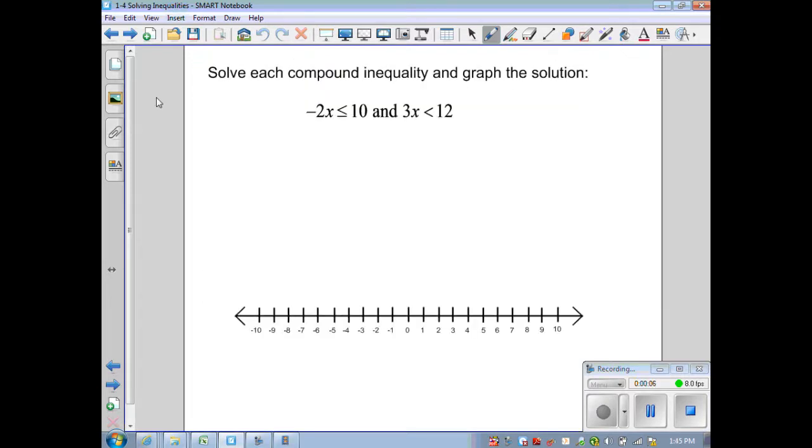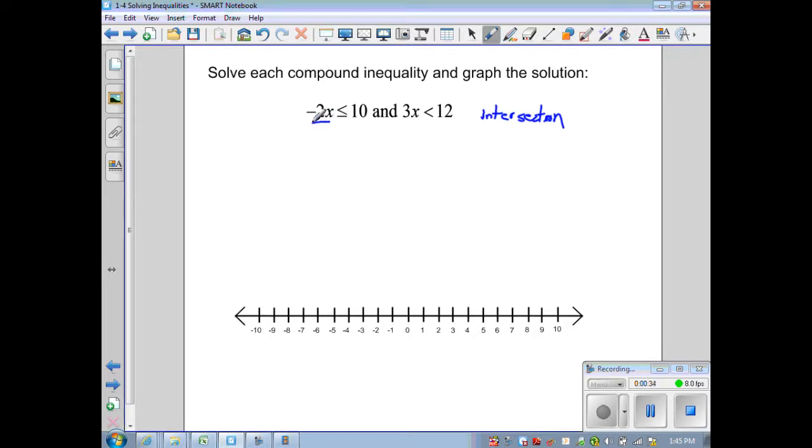Our first example wants us to solve each compound inequality and graph the solution. So here we have the term and, so I know I have an intersection. So our solutions for x have to be what's shared for both inequalities. So what we want to do is solve each inequality separately. So let's solve negative 2x less than or equal to 10.